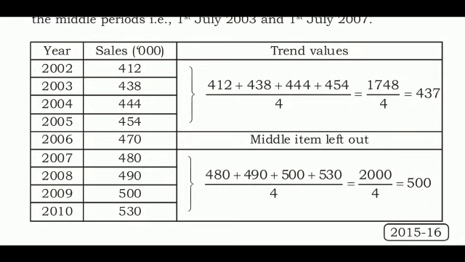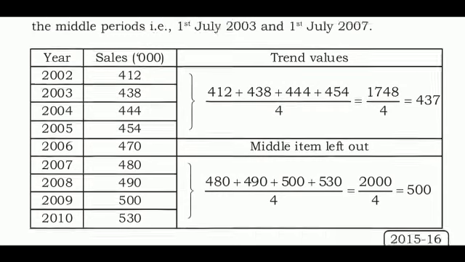So you will be adding all of them, 412 plus 438 plus 444 plus 454 divided by 4, that is 1748 divided by 4, that value you are getting as 437. Then this 2006 is left out because you cannot add it anywhere. Then you come to the next years, that is 2007, 8, 2009 and 2010. You would add up all these values, that is 480, 490, 500, 530 divided by 4, that is 2000 divided by 4 is equal to 500. This is the second example on semi-averages.